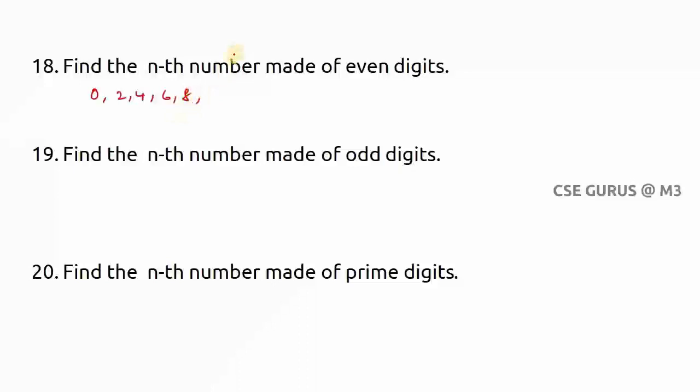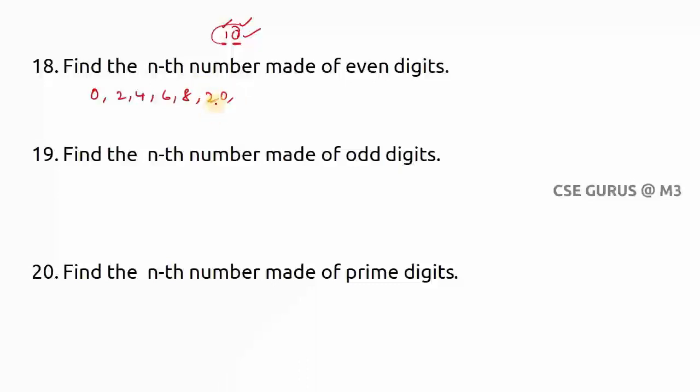After 8, can I say it is 10, the next number? No. Why? Because 10 consists of 2 digits. One is 1, the other is 0. Are they both even digits? No. One is not an even digit. So like this, what is the next number you get such that all the digits in that number should be even? That means, can I say it is 20?